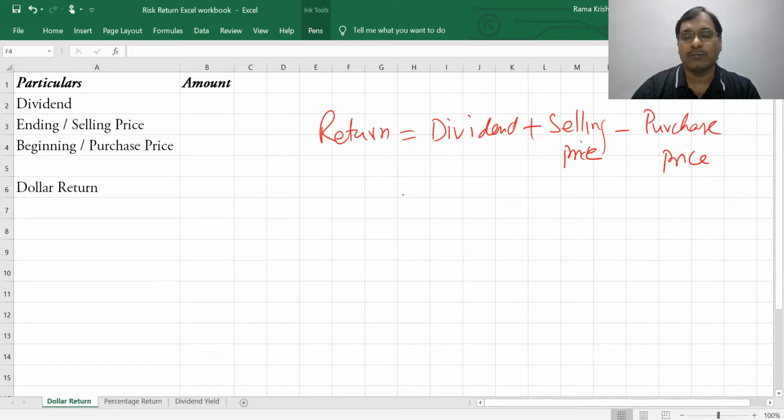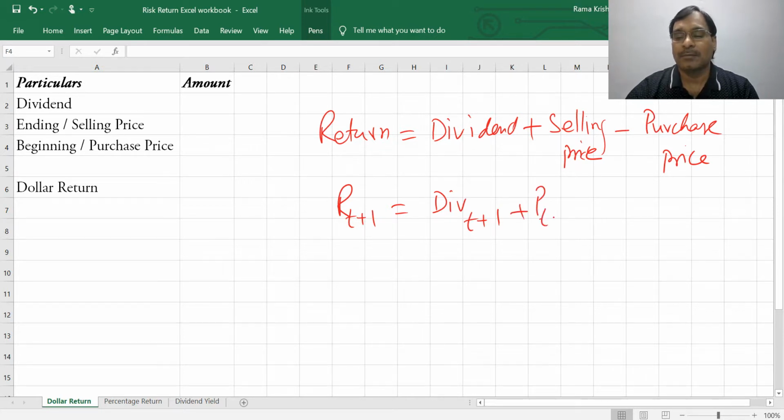In equation format, this is: current return equals the dividend amount received during the year plus the current price or selling price minus the beginning price or previous price. This equation we use to calculate the dollar return.